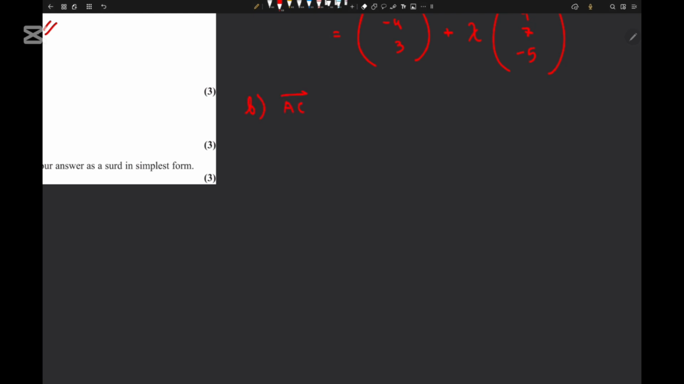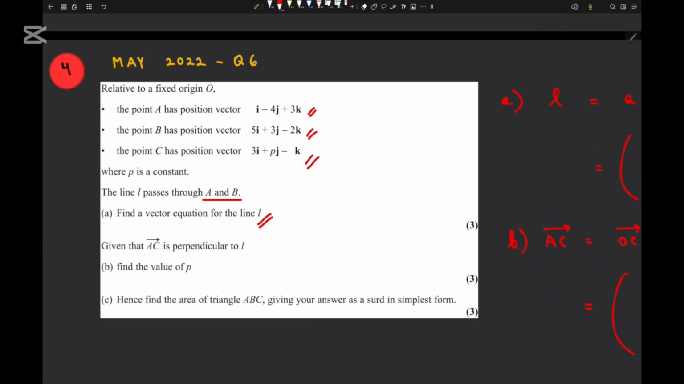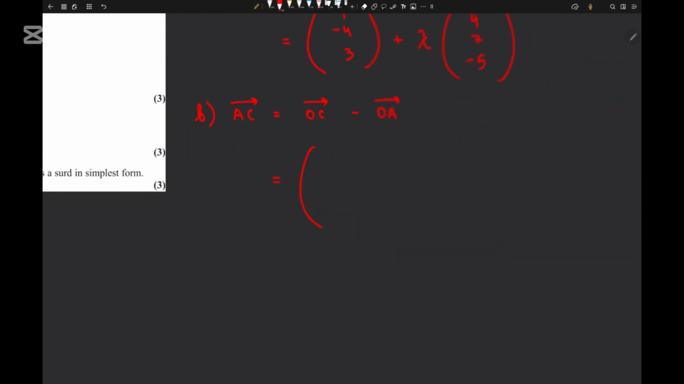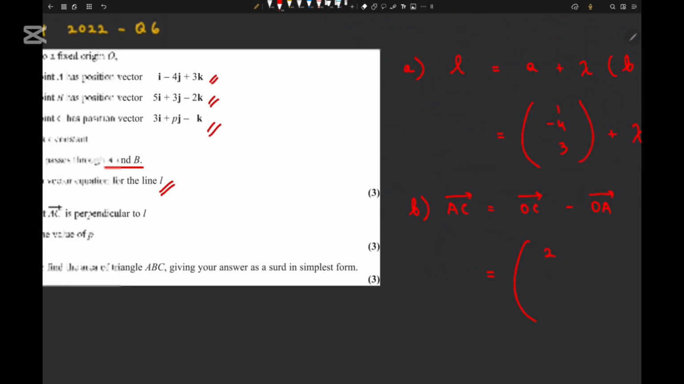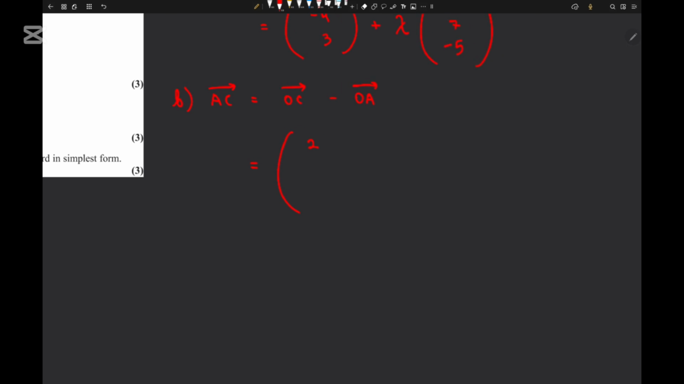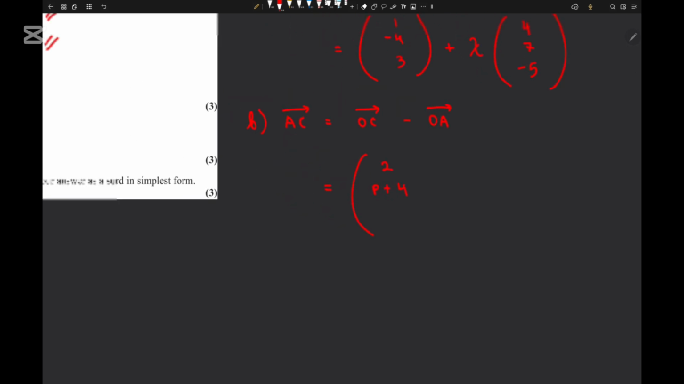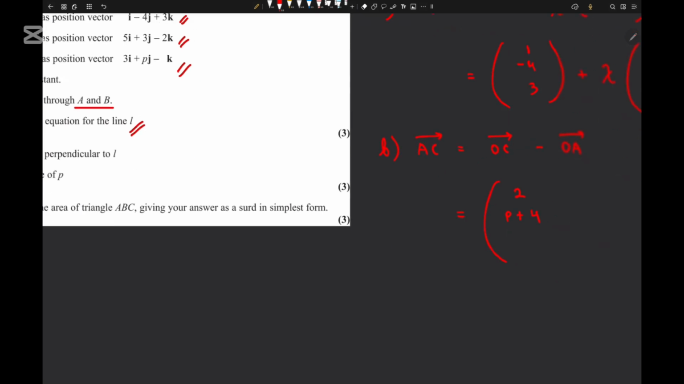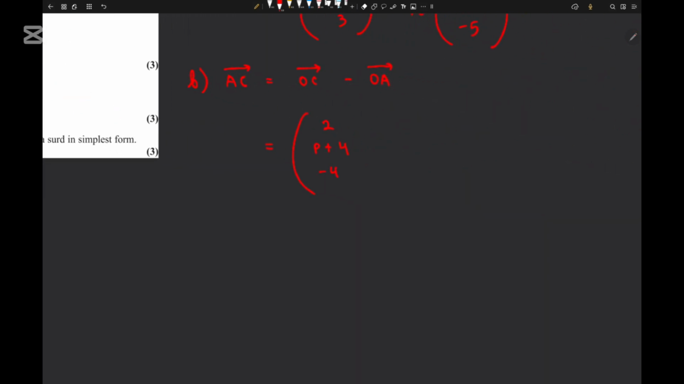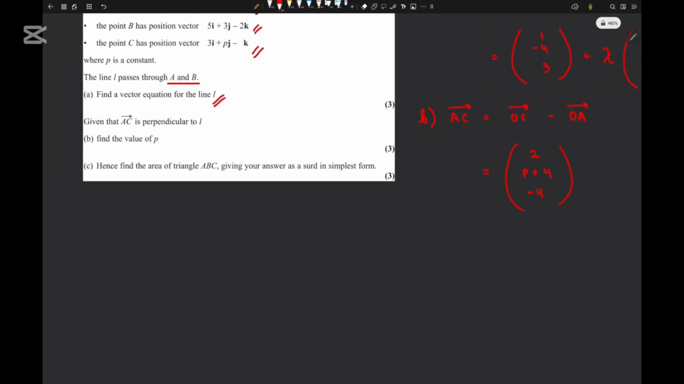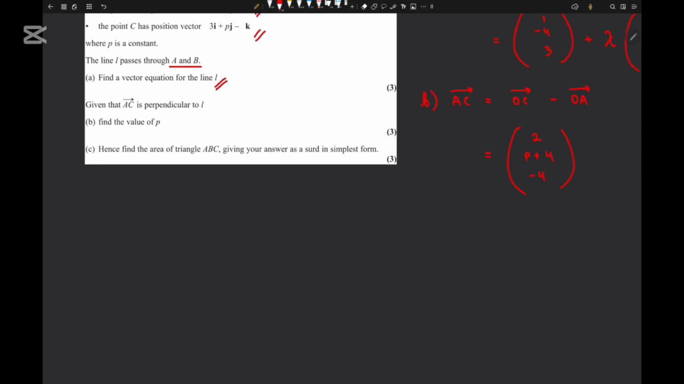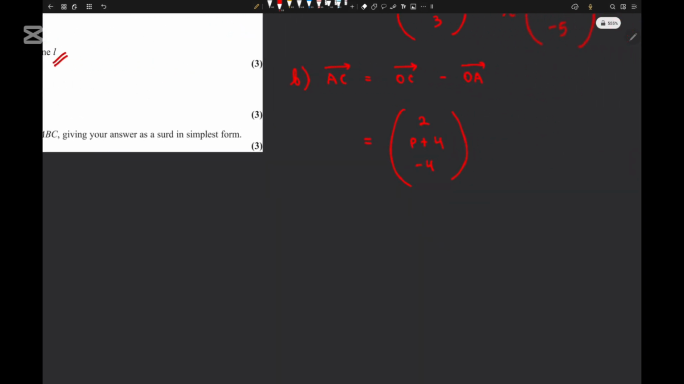So the AC vector is equal to the OC vector minus the OA vector. The OC vector minus the OA vector, which is 3 minus 1, which is 2, and P plus 4. And the other one is minus 1 minus 3, which is minus 4. So this is the AC vector. Now we know that the AC vector is perpendicular to line L.